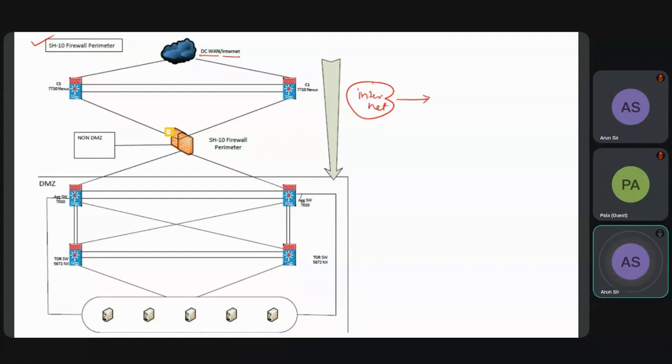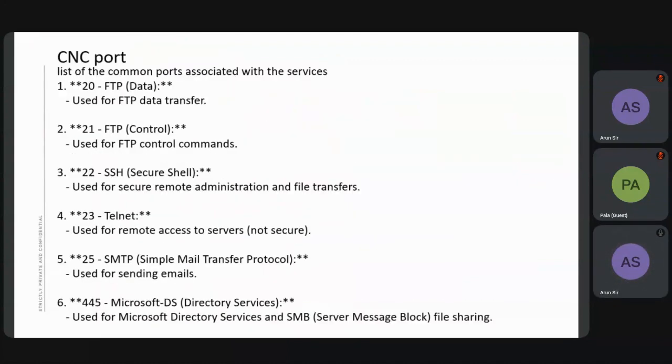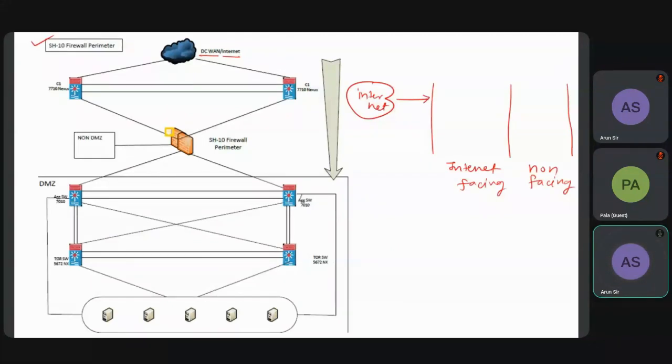from the internet you have the zoning level. We have to divide our network into zones. Some applications will be internet facing. Some are non-internet facing. The internet facing ones we call DMZ. DMZ stands for demilitarized zone, and the other one is called non-DMZ.